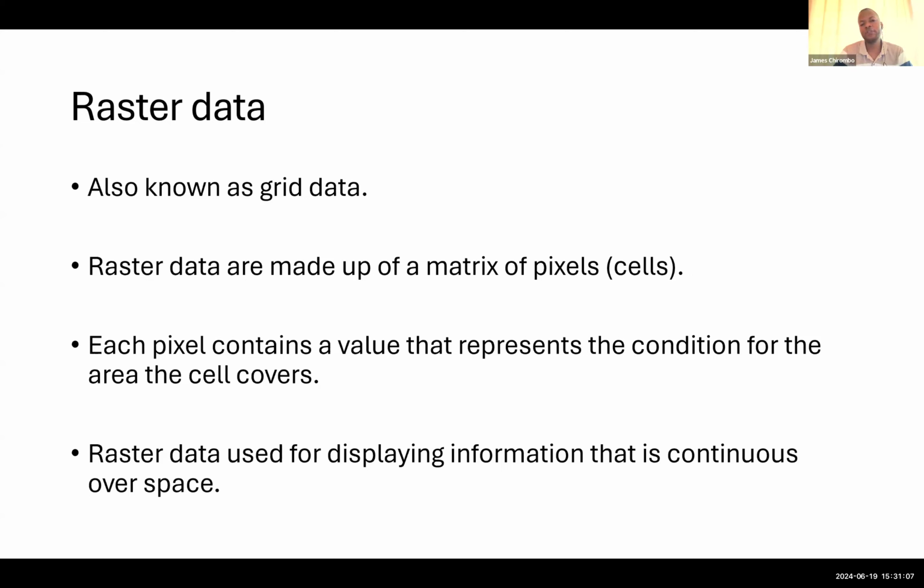To achieve that, you have to use a matrix of pixels or cells. Each cell will represent a value that is on the ground. So a particular cell in your matrix is going to represent a value, and it's going to have a value attached to it. If you look at all of the cells together, since they are all side by side, you are able to represent the continuous data nicely.